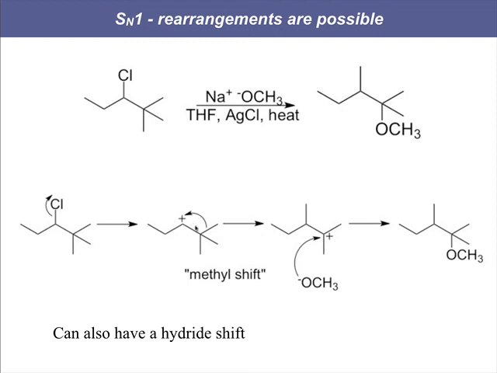In this example, we're moving a methyl group. You can also move a hydride, move an H. Imagine that this was an H instead of a methyl. We could move that H over and we would still have a tertiary carbocation. This would be an H over here instead of a methyl then.